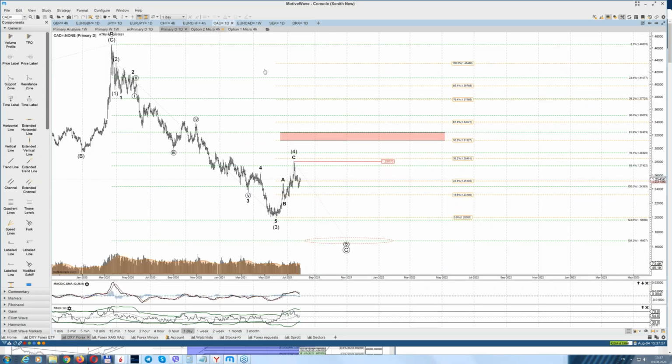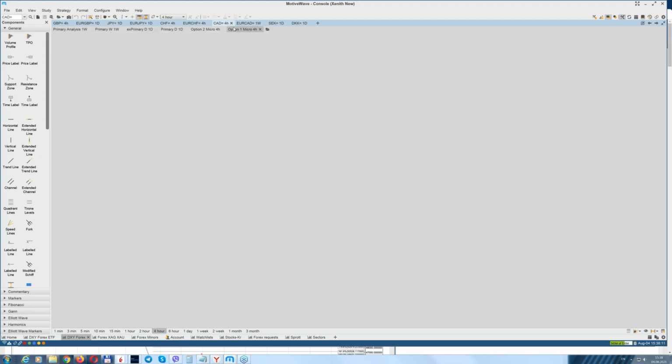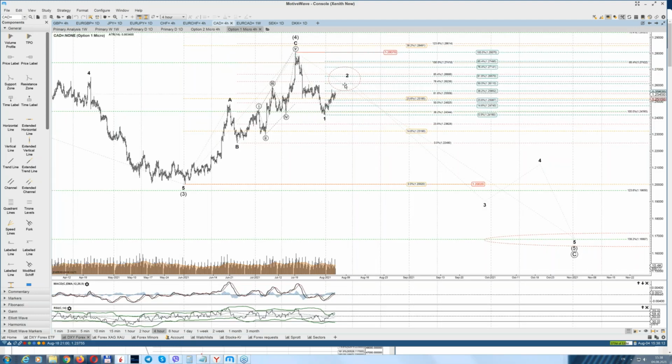Canadian dollar. My primary count supposes 1, 2 within the wave 5 of C. Ideal target is 1.16807. And micro count is looking like this. Ideal target for the wave 2 is already reached, but we could extend higher. I see no issues with this count until 1.27 is taken out.